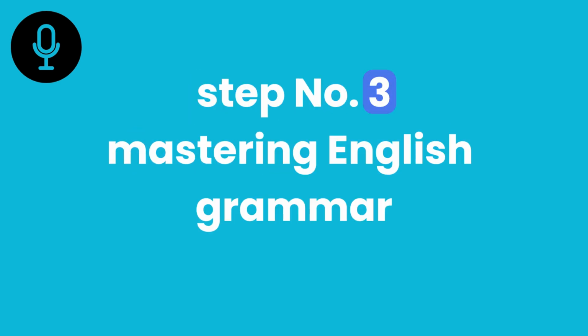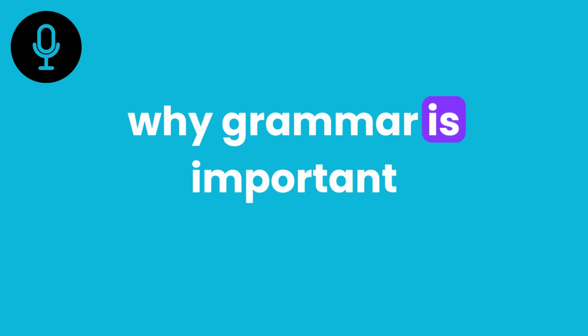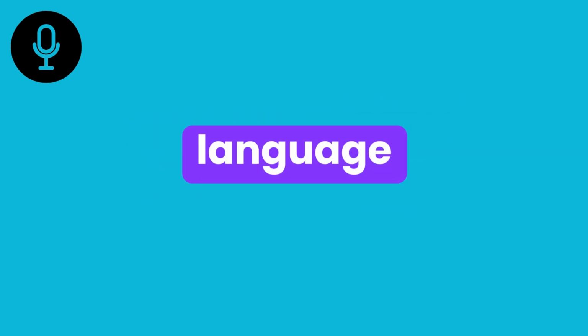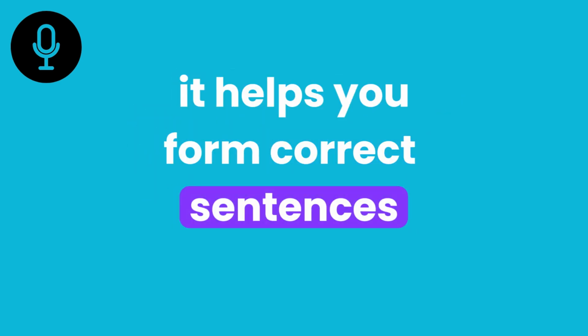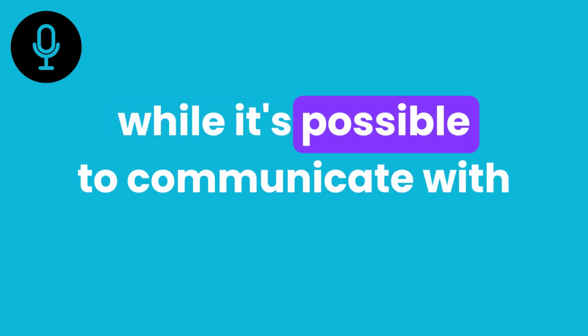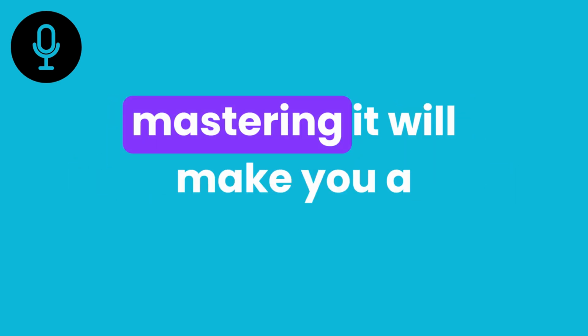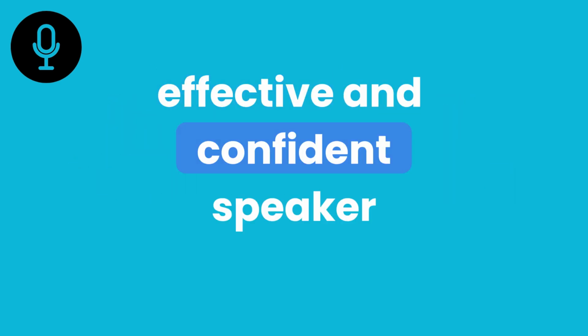Step number 3: Mastering English grammar. Why is grammar important? Grammar is the structure of a language. It helps you form correct sentences and convey your thoughts. While it's possible to communicate with limited grammar, mastering it will make you a more effective and confident speaker.